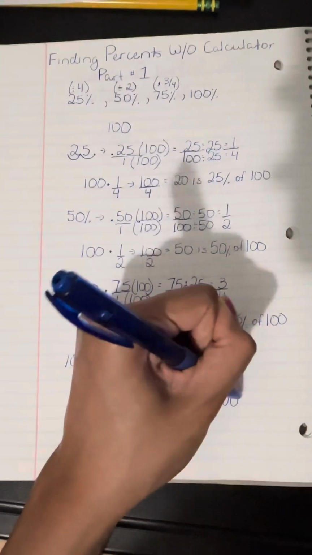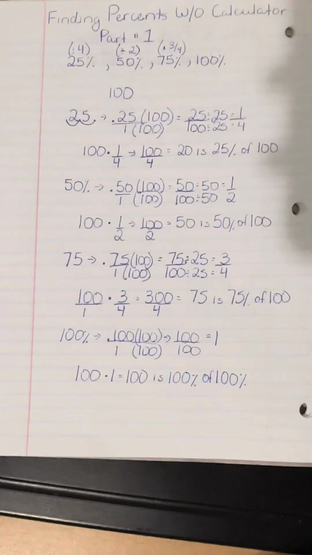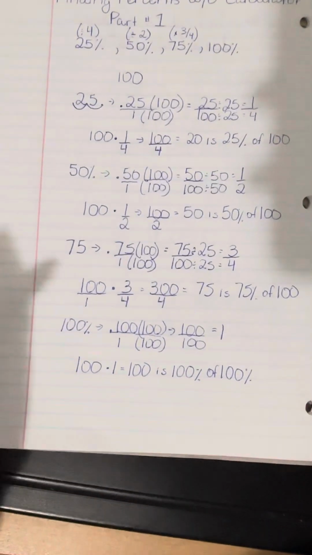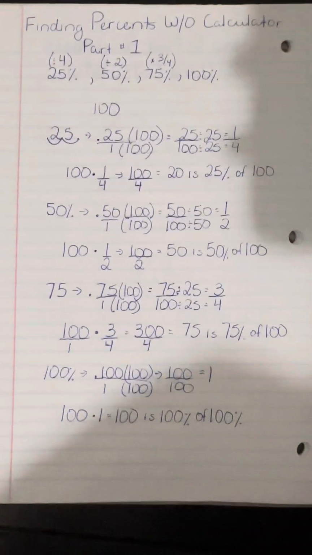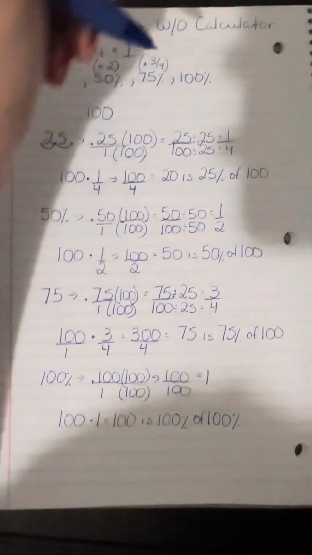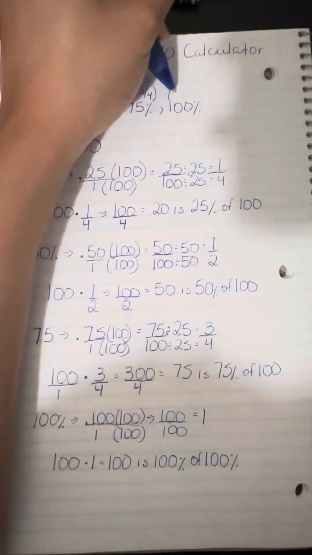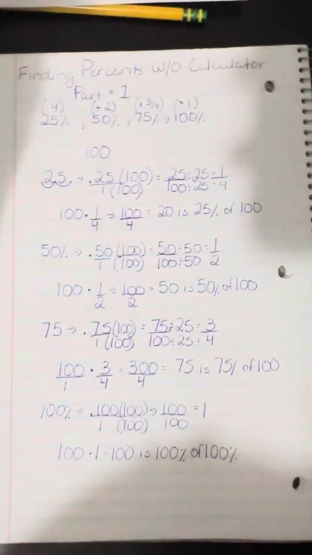So 100% is just the total number of something, right? If you have a test and it has 100 questions and you get 100% on that test, it means you got all 100 problems right. So here is how to find these percentages. If you want to find 100% of something, just multiply it by 1. And that's all it takes.